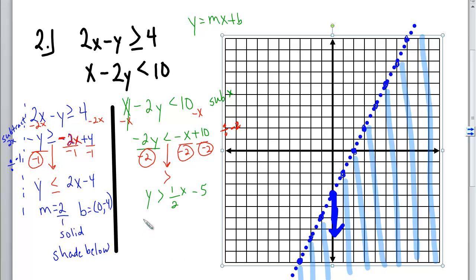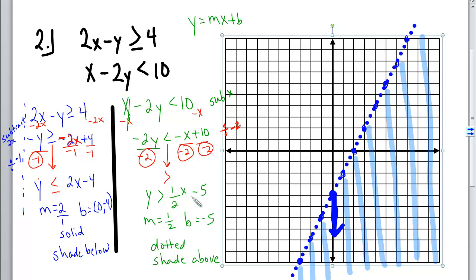The slope of this equation is 1 over 2. The beginning ordered pair is negative 5. This is a dotted line because the inequality symbol does not have an equal to. And we shade above because it's greater than.